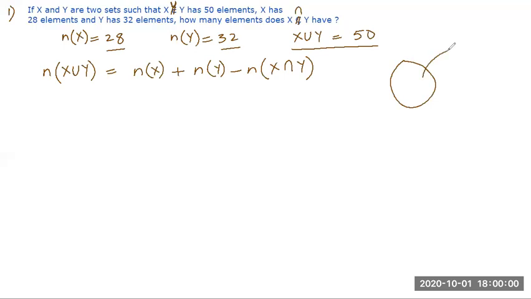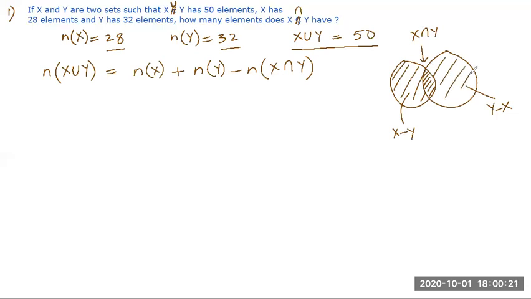That means this is the understanding. If this is X and this is Y, this is the set which belongs to X intersection Y. And this is the set which is X minus Y, and this is the set which is Y minus X. And the whole set, this repetition is not taken, these elements are taken once. This is X union Y. So we want to find this thing.